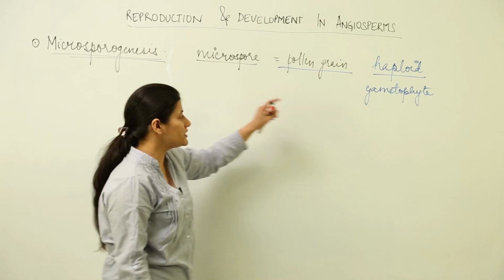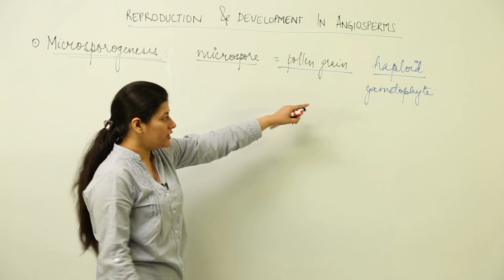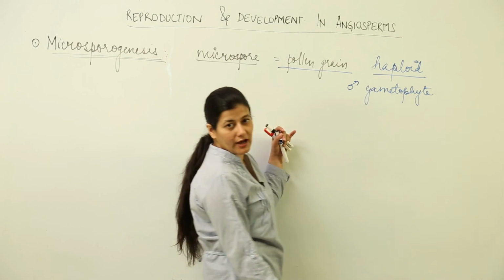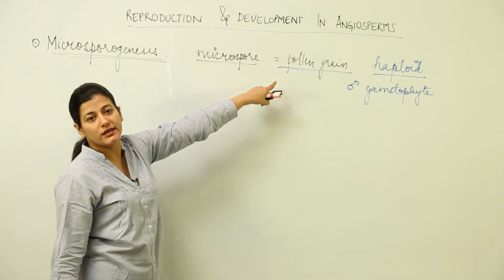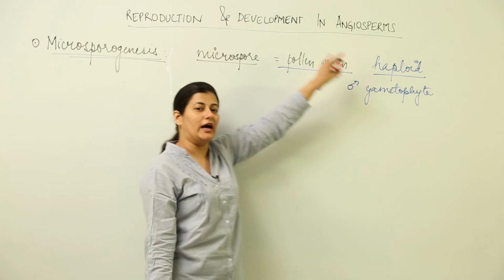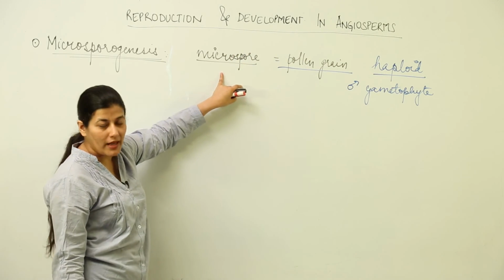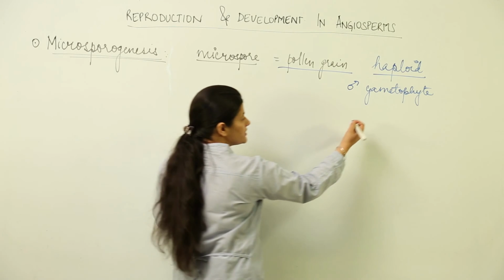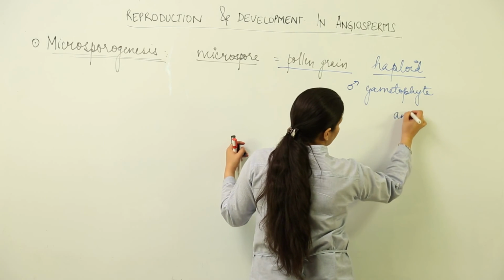Right? So what is the gametophyte? Over here, the male gametophyte, I would say. The male gametophyte in a flower is the pollen grain. Of course, it is gametophyte, so it is going to be haploid, and the other name is microspore. Now, how is this formation taking place? Where is this formation taking place? This takes place inside the anther.